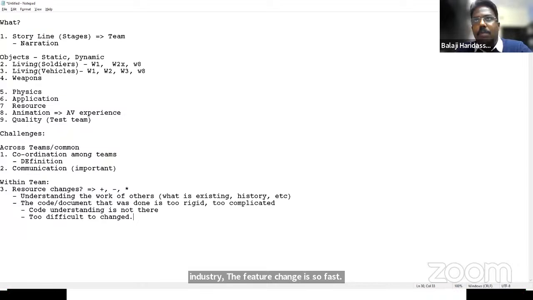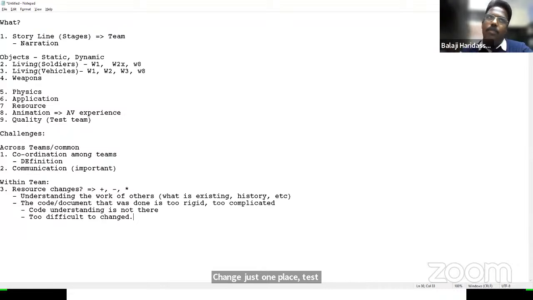In today's industry, the feature change is so fast. We cannot wait 1 month, 2 months to release a new feature if it is very simple. We should be very quick in our change. That means our code should be designed in such a way. It has to be quick. It should be very easy to change. Change just one place, test quickly, release.